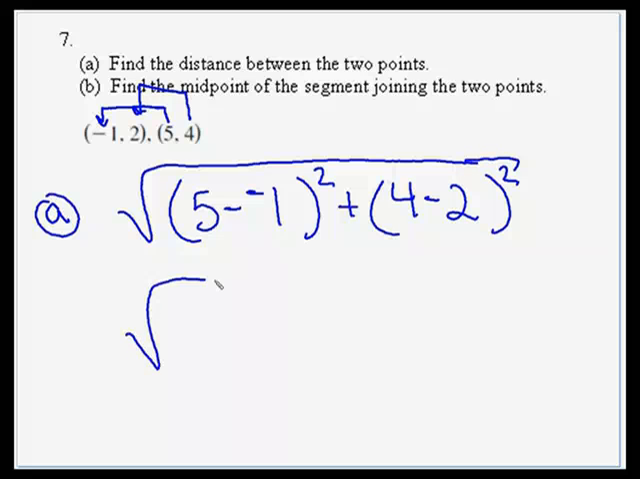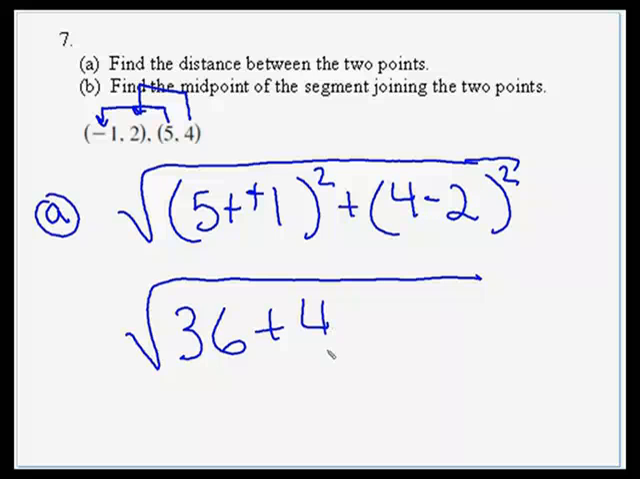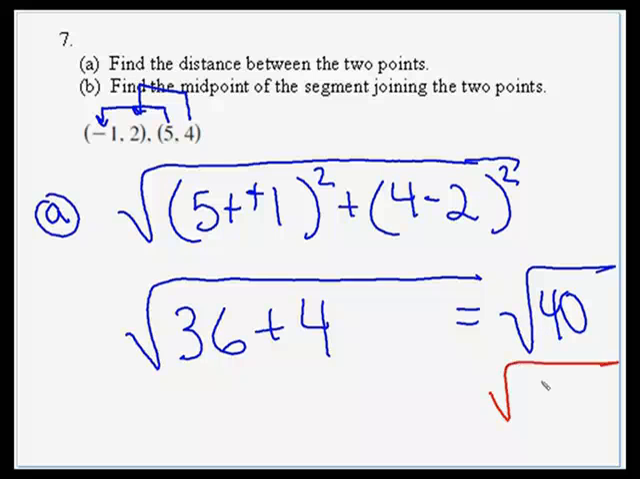So, working in the parentheses, 5 minus a negative 1 is 5 plus 1, or 6. 6 squared is 36. Plus 4 minus 2 is 2. 2 squared is 4. And we can combine that and get root of 40. And what the heck, let's simplify that. What perfect square is hidden in 40? Well, 40 is 4 times 10. And the square root of 4 would come out. The square root of 4 is 2. 2 square root 10 would be the best answer for 7a.